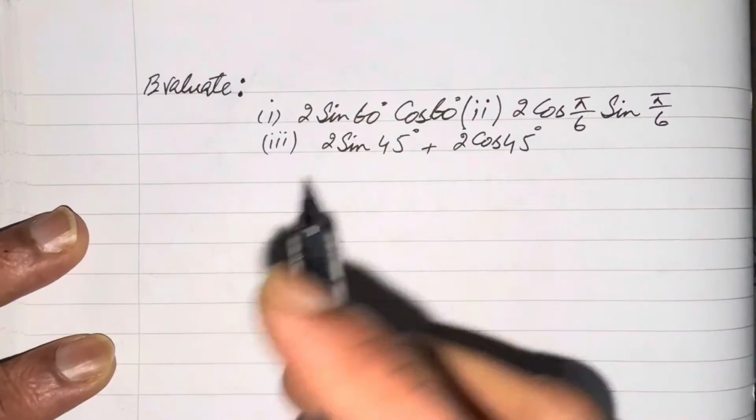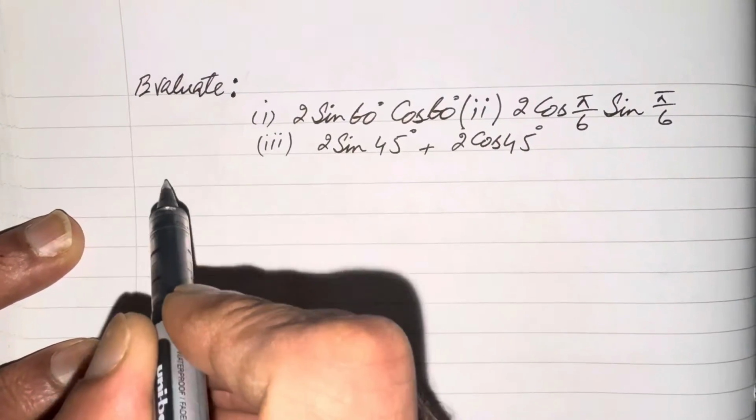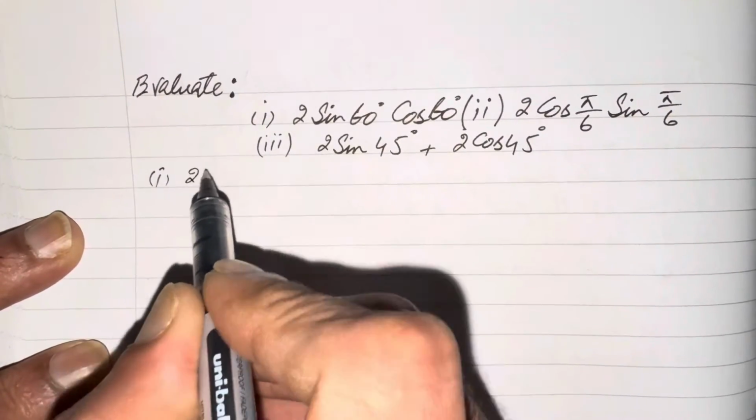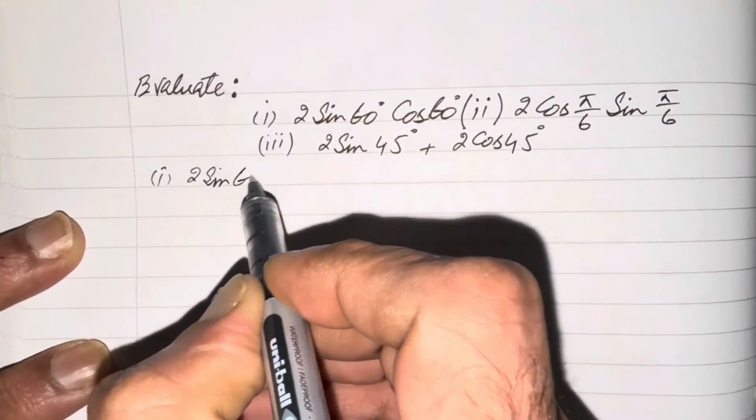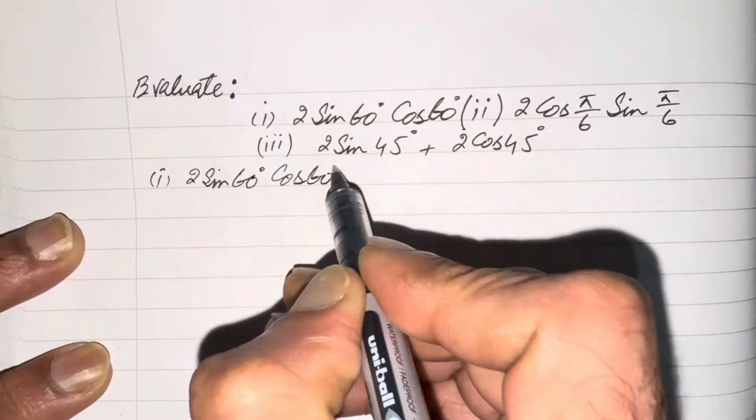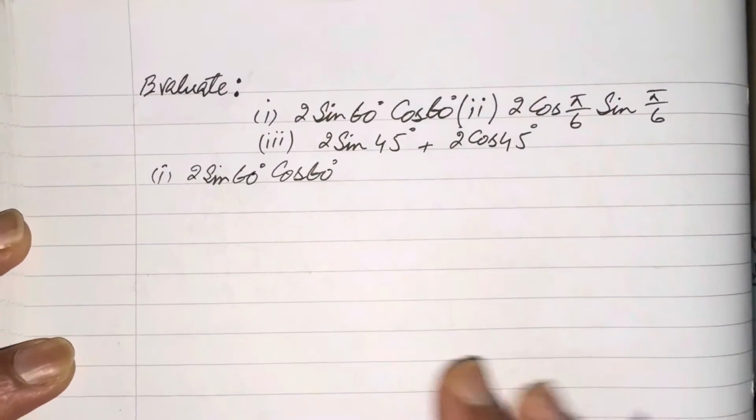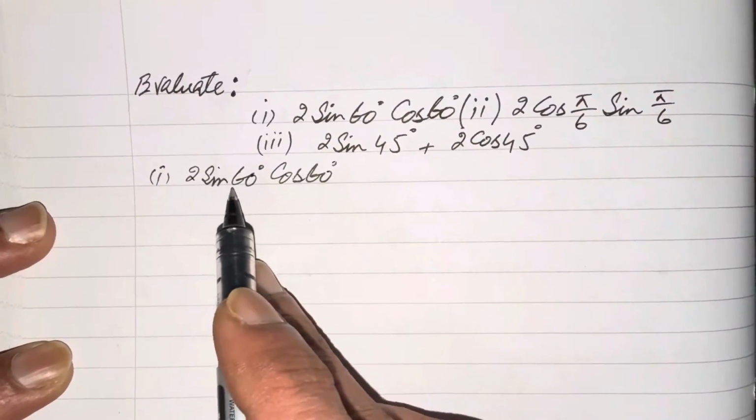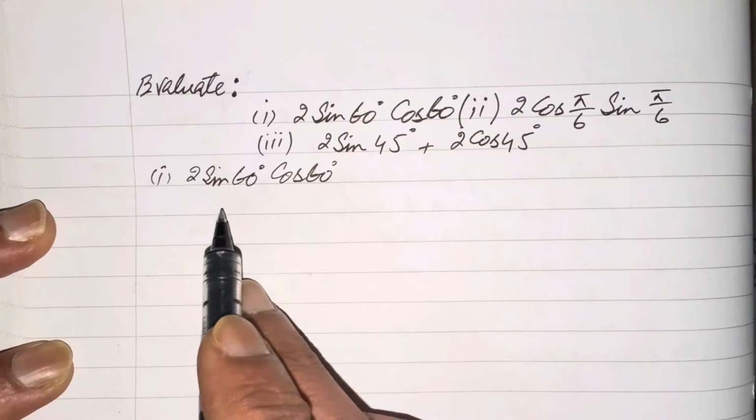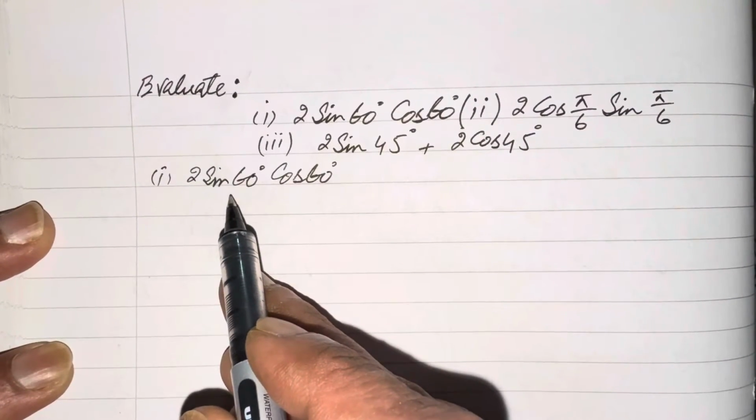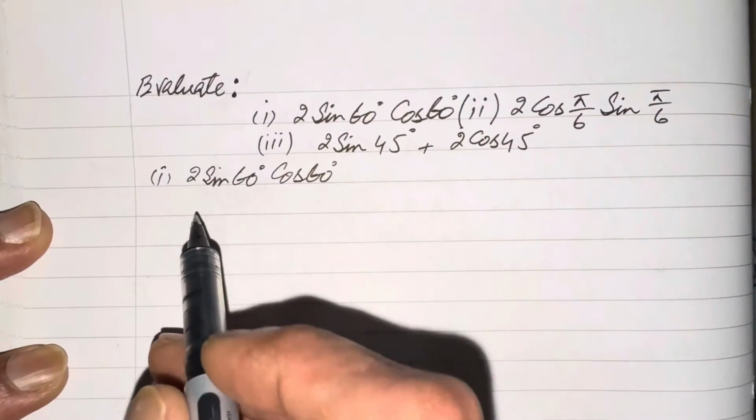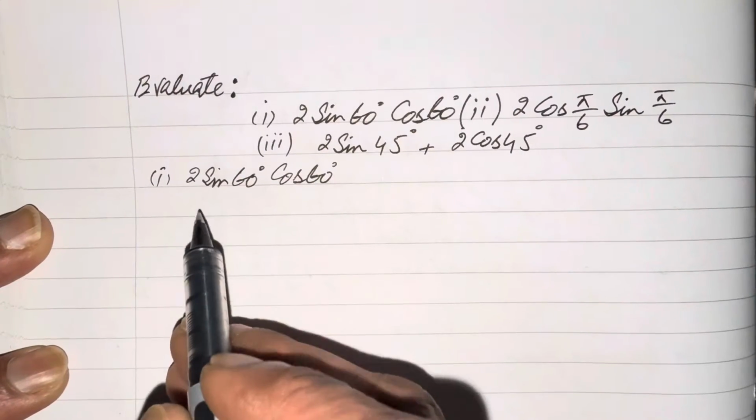So first we will take this question. Number one is as given: 2 sine 60 cos 60. What we have to do is evaluate these trigonometric ratios of 60 degrees. We put in the values of sine 60 and cos 60 and then simplify the given expression.